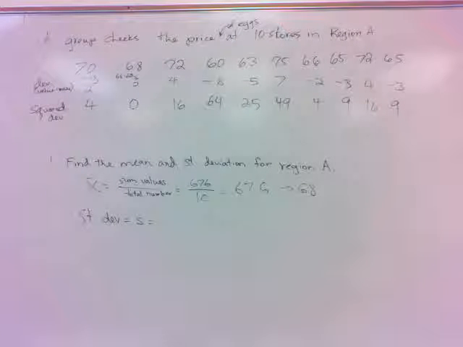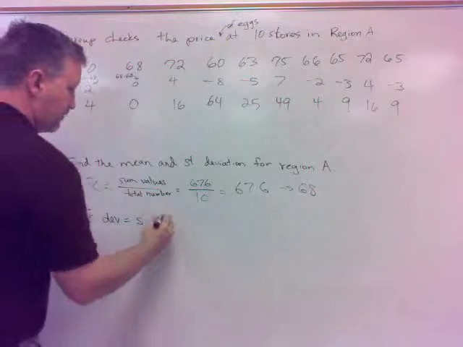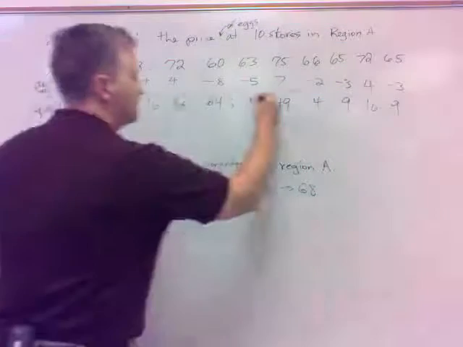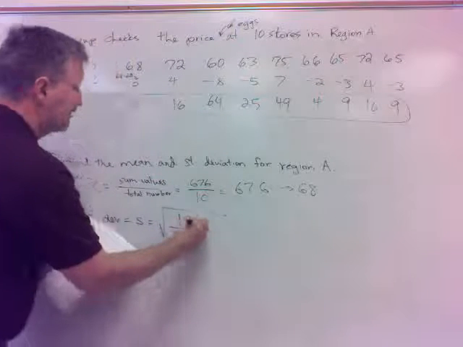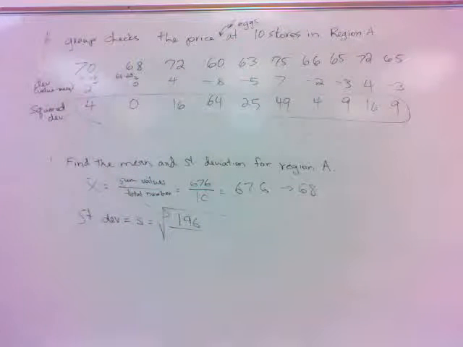All right, so now I'm ready to go for standard deviation. I'm going to take the square root then. I'm going to add up all these 10 numbers here. If I add those up, 4, 0, 16, 64, 25, 49, 4, 9, 16, and 9, I get that to be 196. Does anybody else want to believe that? 196. So all told, that's what those all come out to be.